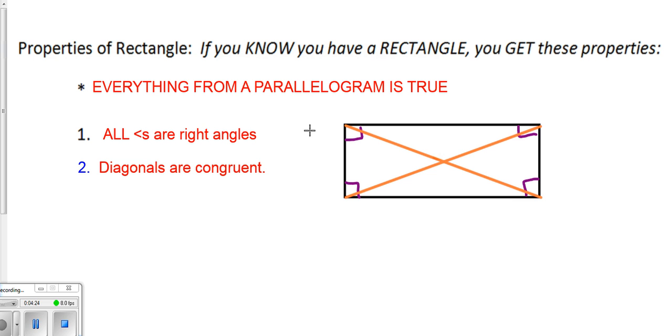So if they told you this is a rectangle, you can say in a proof right away that this to here is the same as this to here because the diagonals of a rectangle are congruent. Or you can just say the properties of a rectangle.